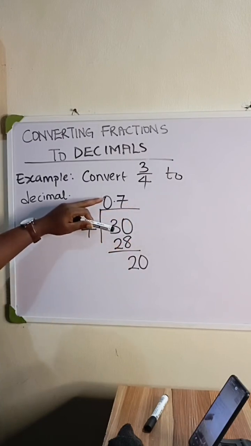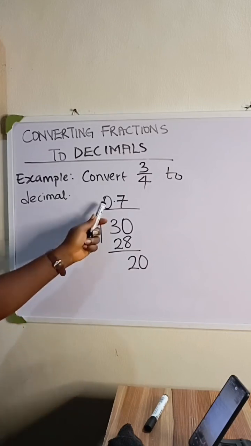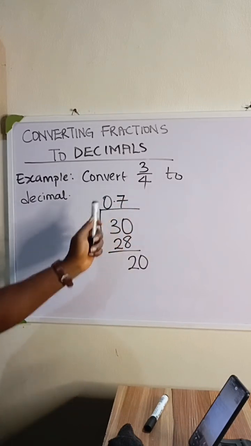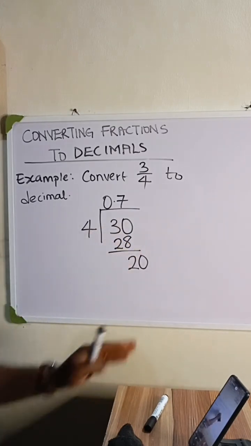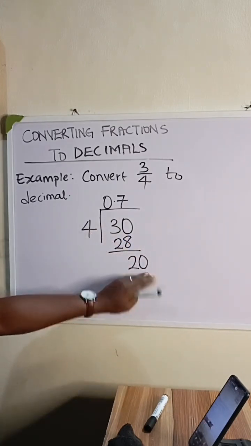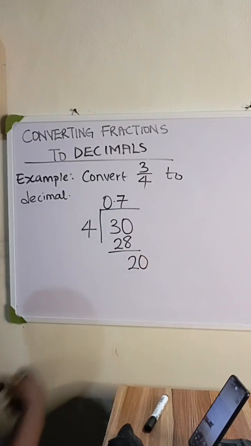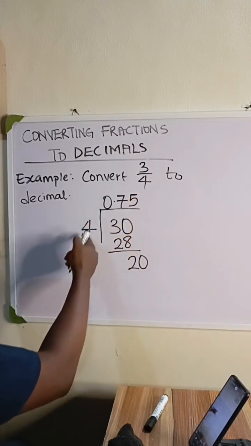This 0 was introduced to show that the answer is going to be a number less than 1. So now with this 0, we are going to have 0 point something, which is a number less than 1. But since we already have the number less than 1, we don't need to put any other 0 here. Now we have 20 divided by 4, we have 5. 5 times 4, 20.